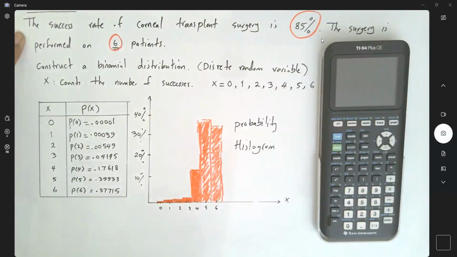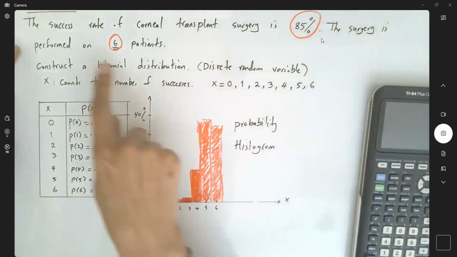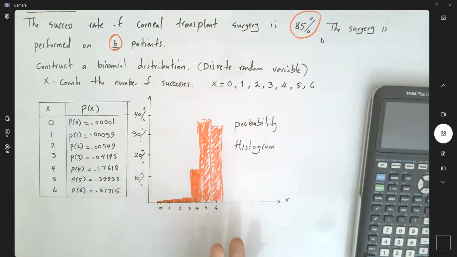So for this question, the success rate of corneal transplant surgery is 85%. The surgery is done on six patients and we constructed a binomial distribution. So you have your binomial distribution. You want to know, well, what is the average? What is the standard deviation?